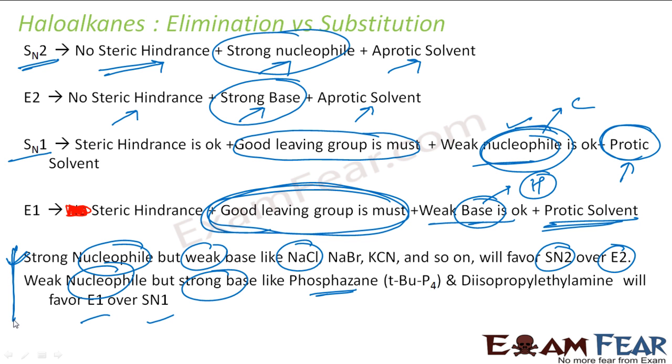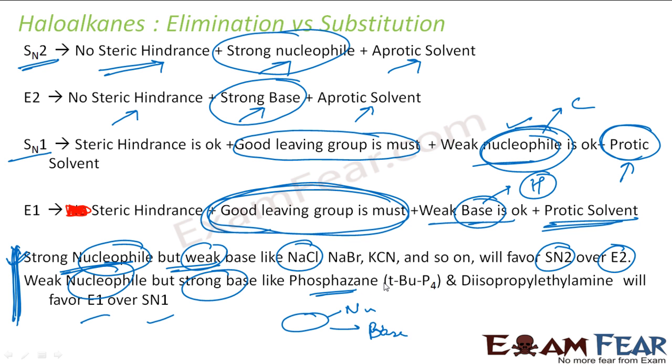We will take these examples later, where we will talk about some of the scenarios where we will try to find whether it is E1, SN1, E2 or SN2. So we will say that if it is a strong nucleophile, right? The nucleophile is strong, but the base is weak. As I told, the same compound works as nucleophile and the same compound works as base. Correct?